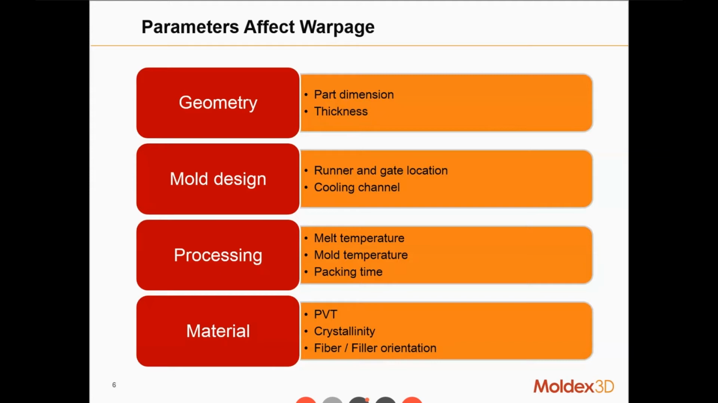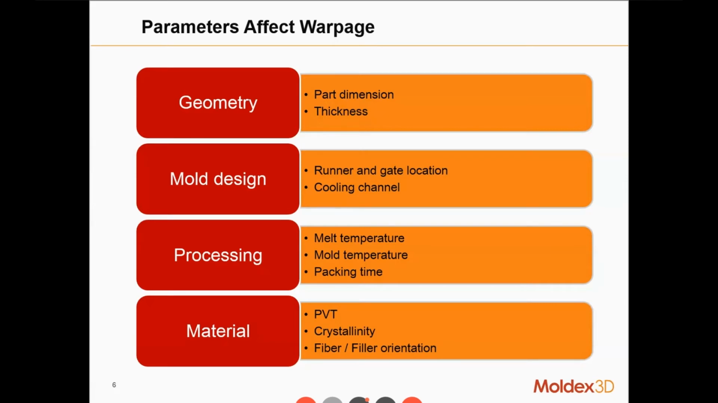Then the processing. We are able to change the melt temperature or mold temperature, and we can also enlarge the packing time or increase the packing pressure to improve the warpage. The final one is the material. We can consider the PVT material property, which is related to the volume shrinkage phenomenon, and also the crystallinity and fiber or filler orientation. By considering these four main parameters, we are able to improve the warpage.